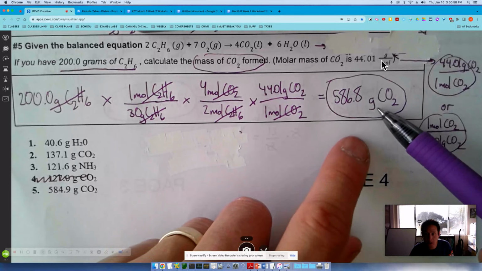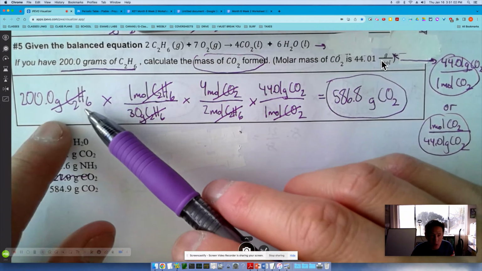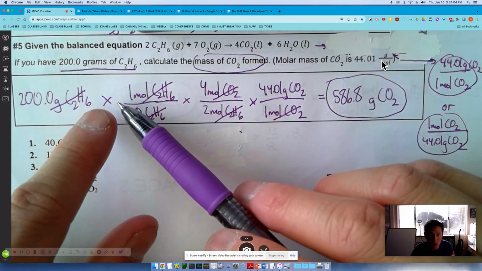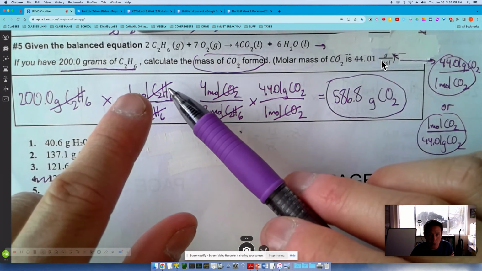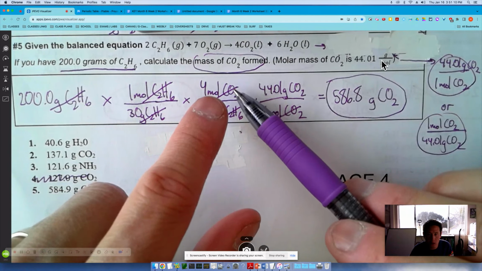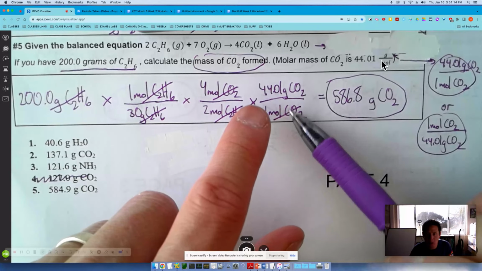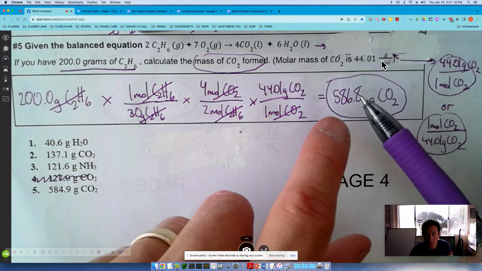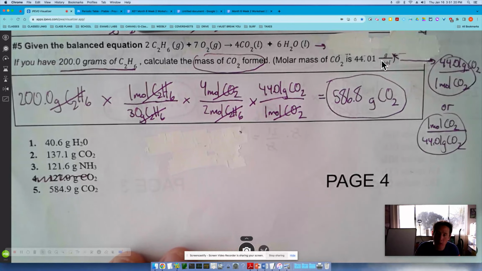So basically what this says is, if you started with 200 grams of C2H6 and you converted it to moles of C2H6, and then you convert the moles of C2H6 to moles of CO2, and then however many moles of CO2 you have, you convert that to how much it should weigh. That's how much you should get back in CO2 by mass, 586.8 grams.